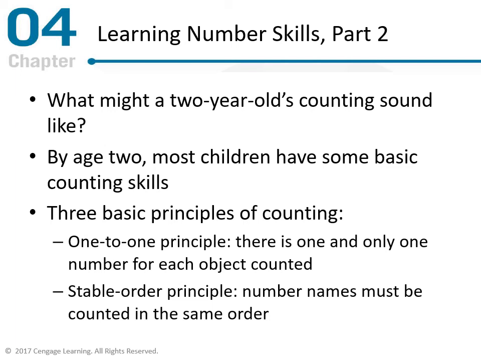The second basic principle of counting is the stable order principle. What that means is that number names must be counted in the same order. So a child who counts in the same sequence, for example, consistently counting four objects 1, 2, 4, 5, understands this principle. Even though we know that it should be 1, 2, 3, 4, they know that it's an order, going from lower to higher. So they know that the numbers must be in an order, and it must be counted in the same order.